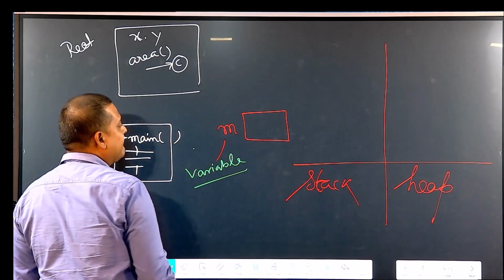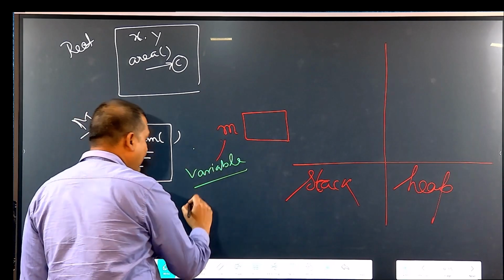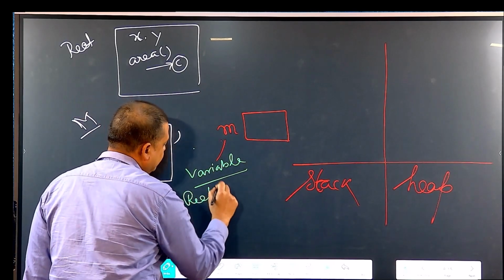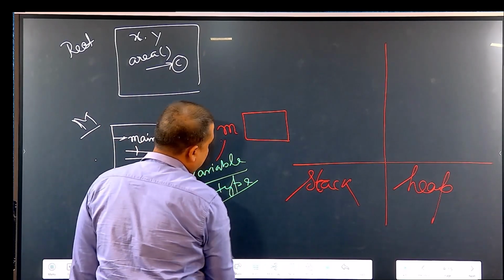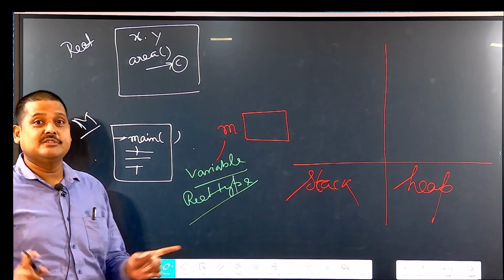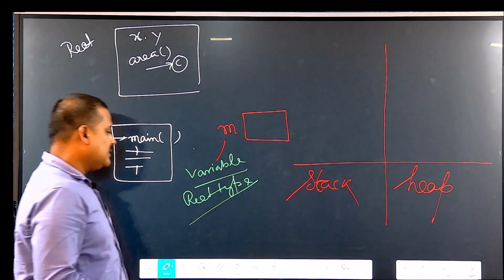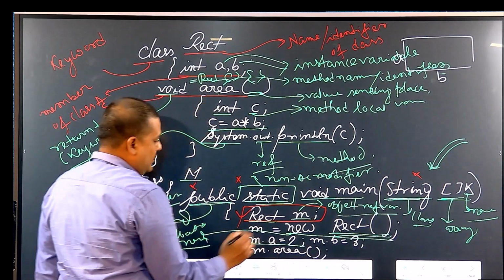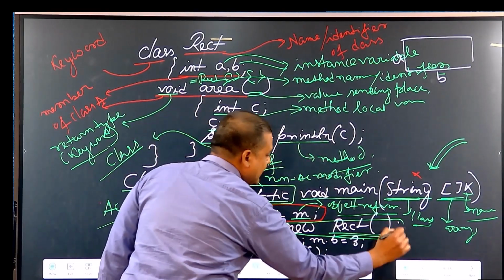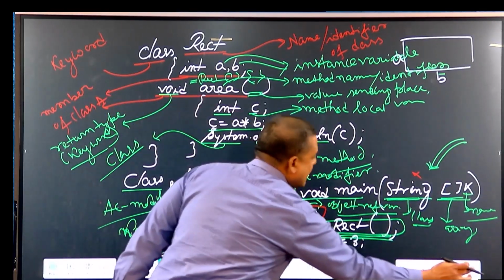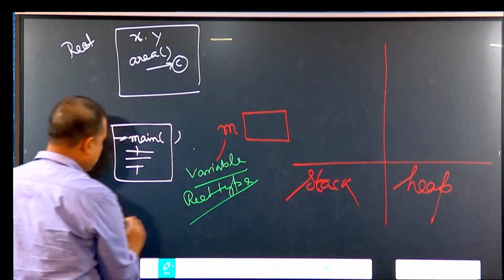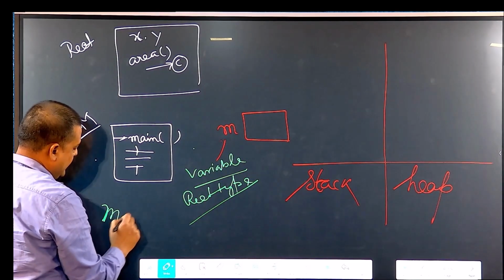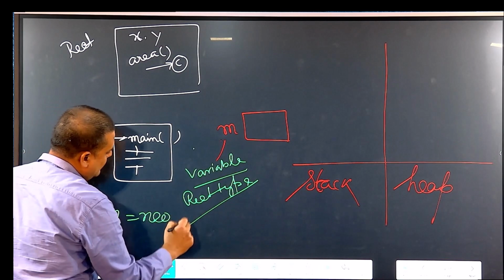M is a variable that is of rect type. Still now no memory space is allocated, no object is created. So, next code is m equal new rect.